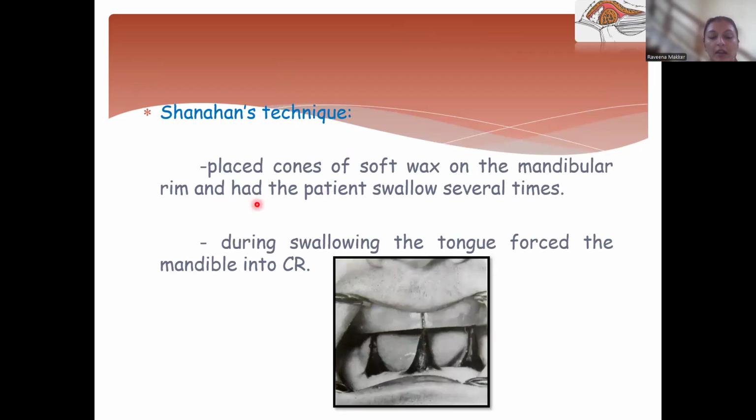Then Shanahan technique. This technique involves placing cones of soft wax on the mandibular rim and having the patient swallow several times. And during swallowing, the tongue forces the mandible into centric relation.